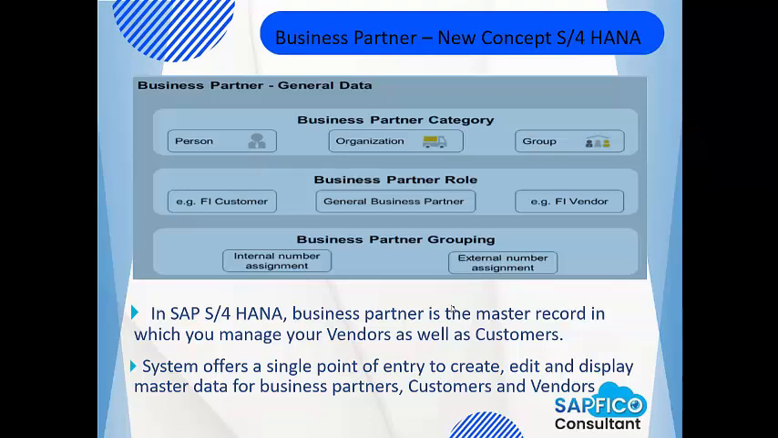So in SAP S/4HANA, the business partner is the master record in which you manage your vendor as well as customer. It offers a single point of entry to create, edit, and display master data for business partners, customers, and vendors.